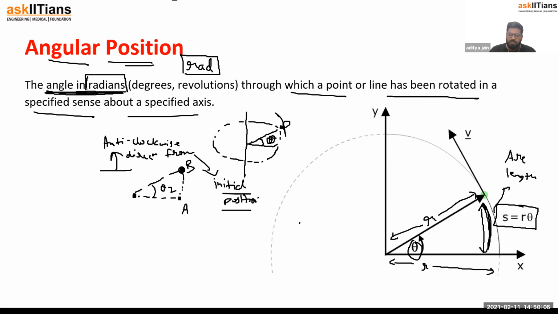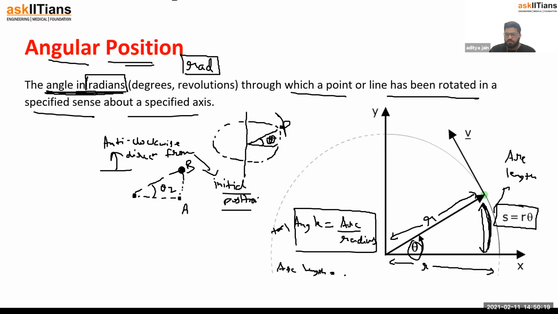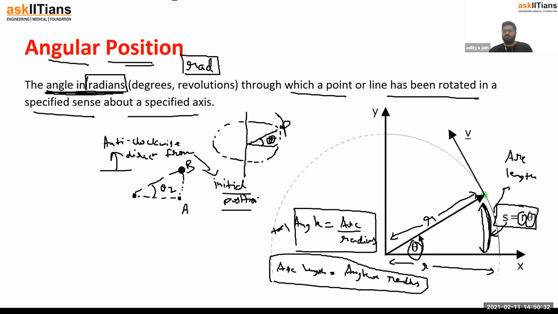So there is a relation which goes as angle equals arc over radius. This is a very important relation. So from here you will get arc length equals angle multiplied by radius. This is what is written here: S equals r theta. S is the arc length. Arc length is equal to radius into angle, that is theta. So this is the common relation, that angle equals arc by radius.